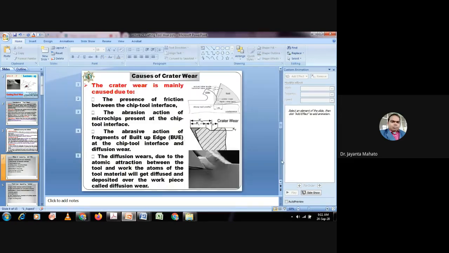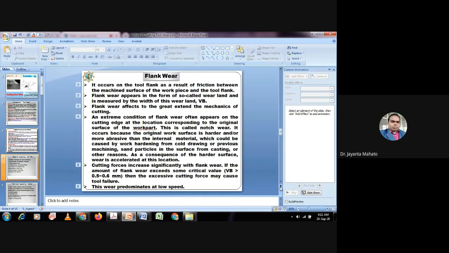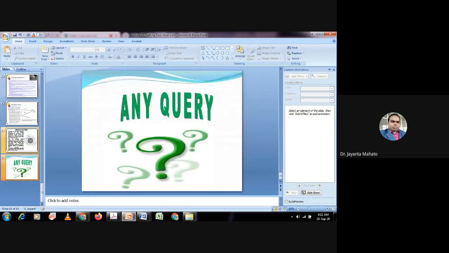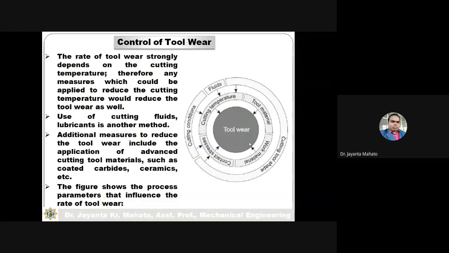Okay, so just 1 minute. I'm taking 1 minute, just the last slide. Control of tool wear. How can you control the tool wear? So these are the parameters for controlling the tool wear.